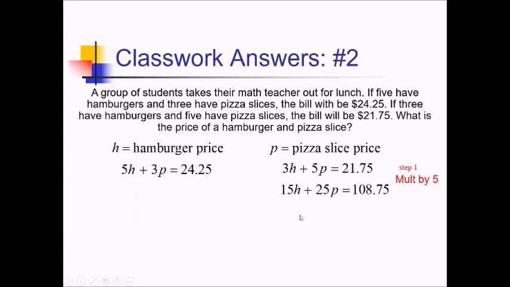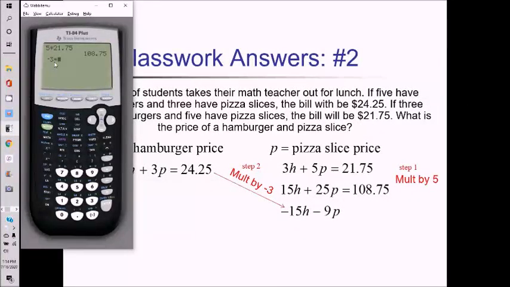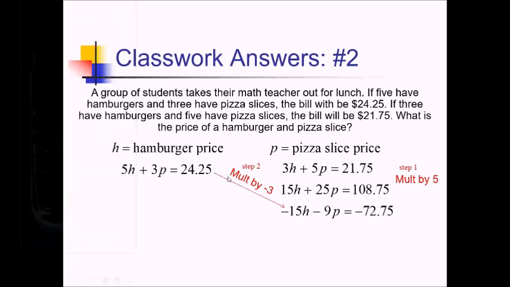All right. And now I have to multiply this first equation by negative 3 so that I end up with a negative 15H to cancel out the positive 15H. So negative 3 times this thing here, we have a negative 15H minus 9P equals whatever negative 3 times 24.25 is. Let me go to the calculator for that. So we have negative 3 times 24.25, and that's going to give us negative 72.75.